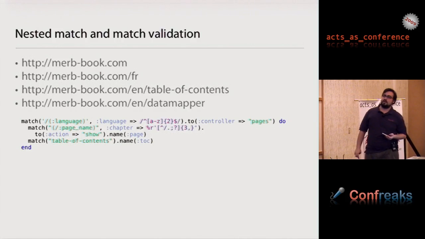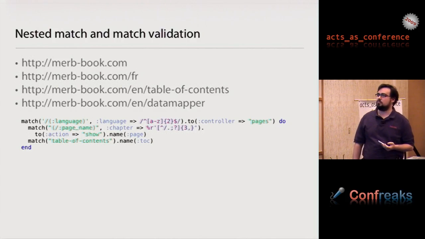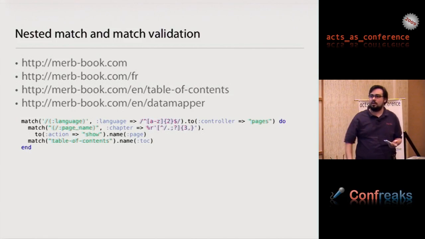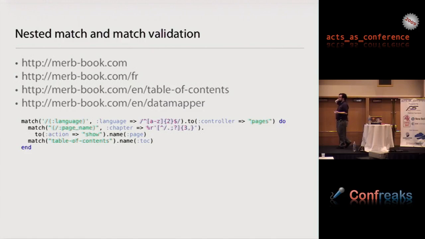Okay, so nested matches and match validation. This is also very similar to the current Rails DSL. You can say match language, and then you can supply a regex. So this is like Rails requirements. The different thing here is that you can actually nest matches and tos. So here you say match /:language, language blah, to controller pages. When you nest match /:page_name, that basically means the language comes first and then the page name. So it's as though you built it inline, but now you get to build it nested.